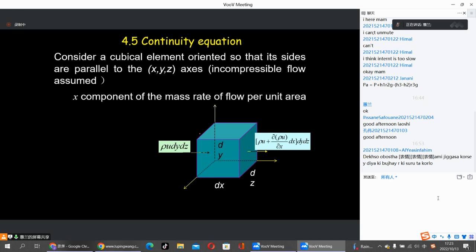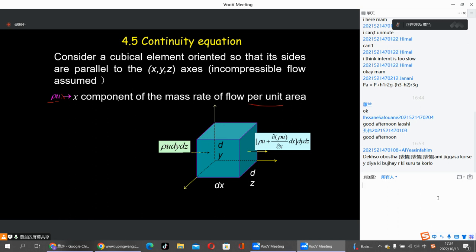So this is a cubic fluid element, and we can calculate the mass flow rate, or the mass flux, per unit control surface. Because for this element, we will have 6 control surfaces, right? Left and right sides, up and down sides, front and back sides. So for the left plane, we can calculate its mass flux. The mass flux rate per unit area will be density times x velocity times 1, right?